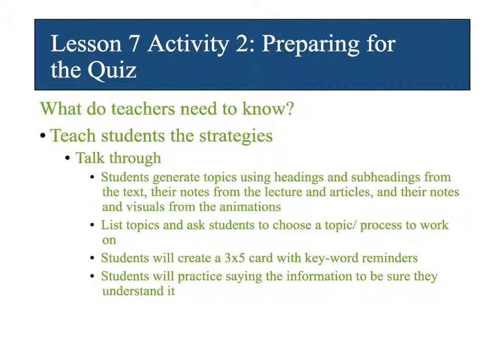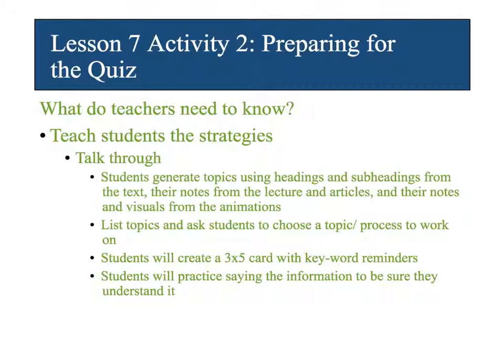It's okay if there's some overlap, that more than one student works on one particular process or concept, but it's also really important that all concepts are covered, so that somebody in the class is creating a talk through over each and every topic that they generate as important.